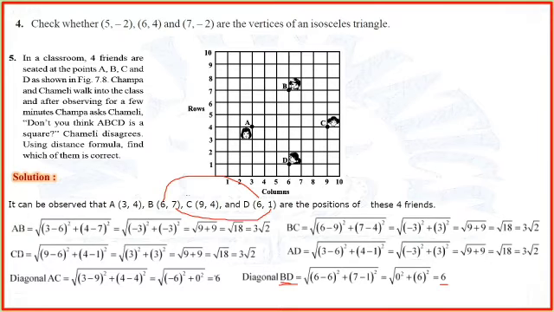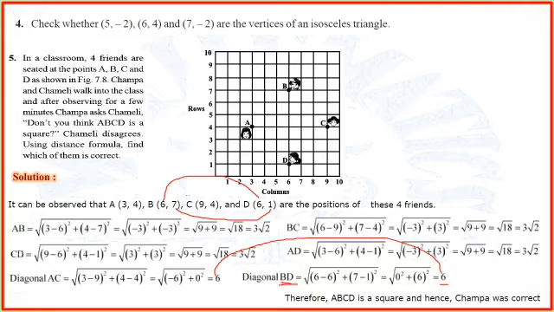So that means these two diagonals are equal, and all the four sides are equal, hence ABCD forms a square. Don't you think ABCD is a square? So Champa is right and Chameli is wrong. Champa was correct. So that's all for this question. This is the application of distance formula in a real life situation. We are moving towards the next question.